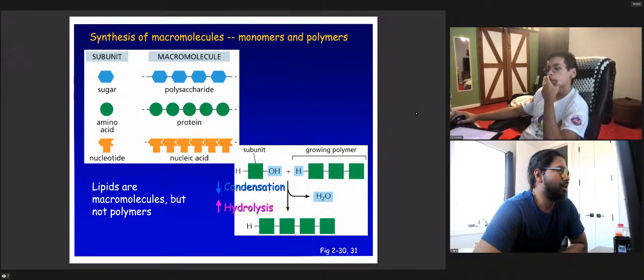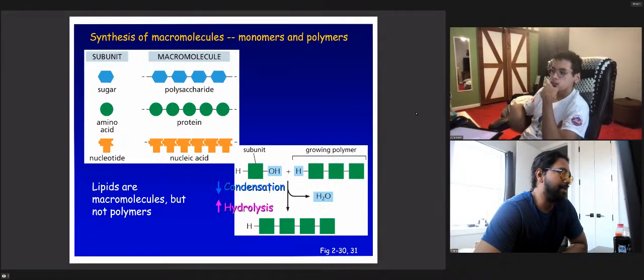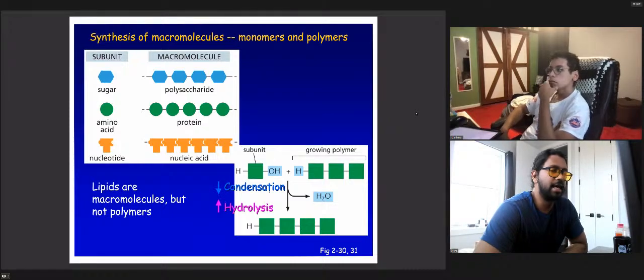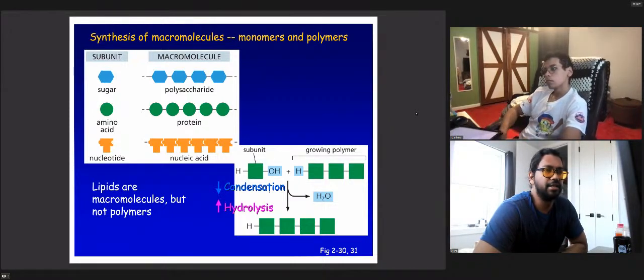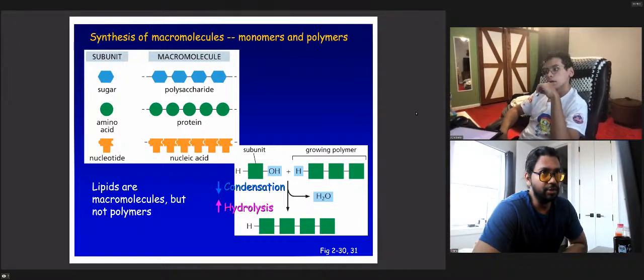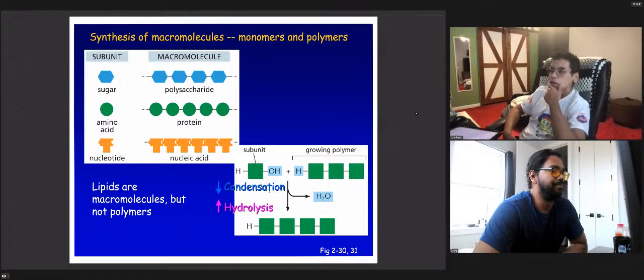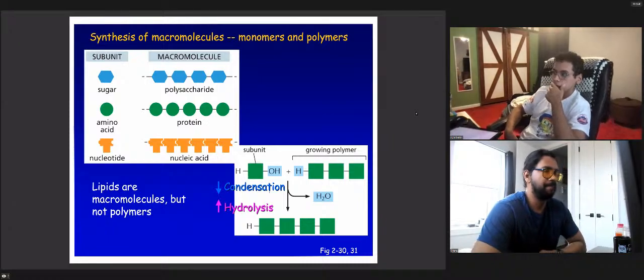All right, so sugars combine to make polysaccharides. Amino acids combine to make polypeptides, or proteins, right? Nucleotides combine to make nucleic acid. Now, when you synthesize, it's a condensation reaction, otherwise known as what? Dehydration synthesis. Exactly, because you create a water by doing that. And then the reverse, you have to add water, and that's hydrolysis.